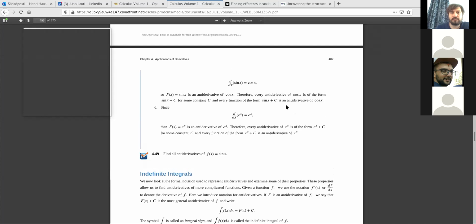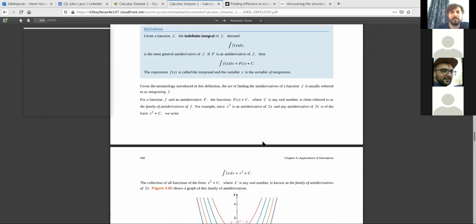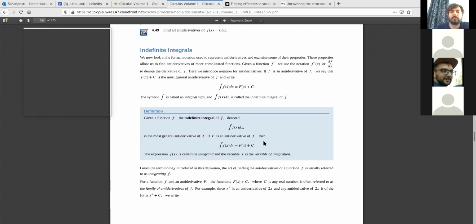So the sine of x and cosine of x, e to the x and so forth, that's fine. So sometimes we call this the indefinite integral. The indefinite integral is easy to define in this way, and that's why I dislike it. It's easy to define, but its mathematical meaningfulness is questionable. But it is commonly used and it is helpful as a tool, right?